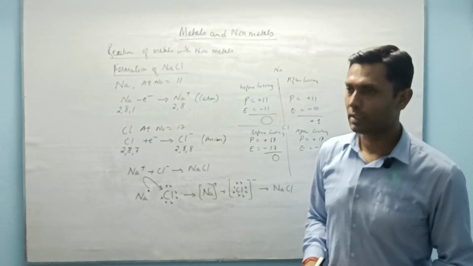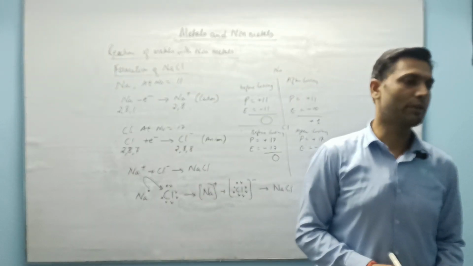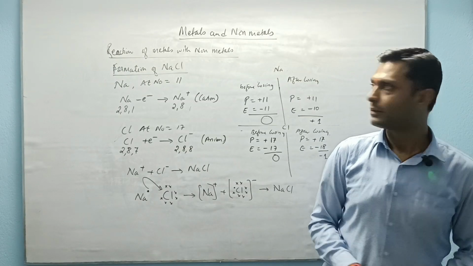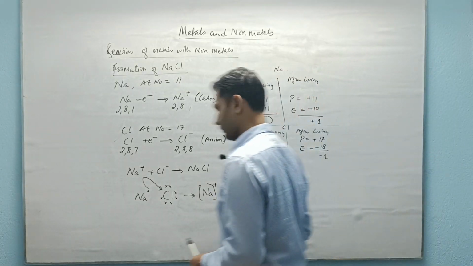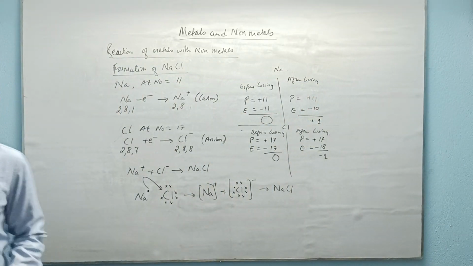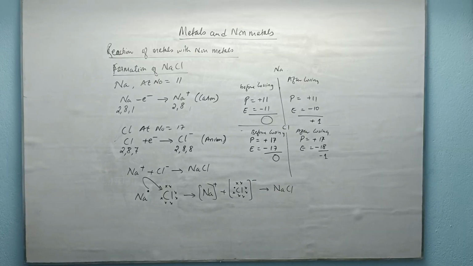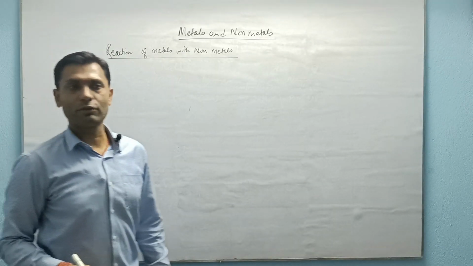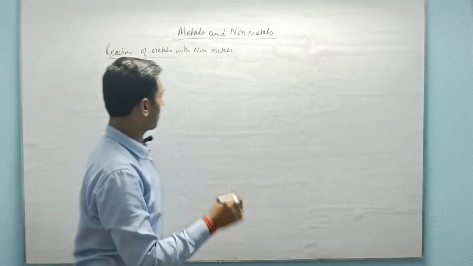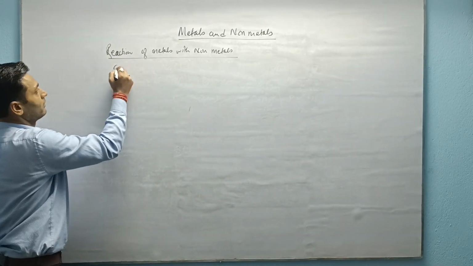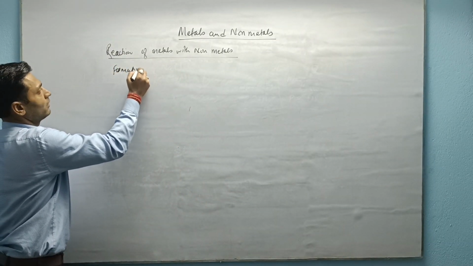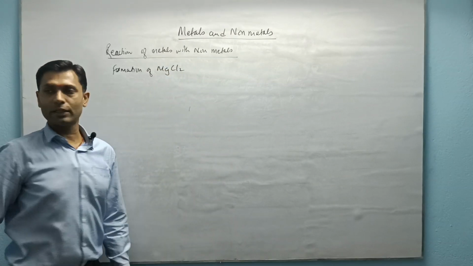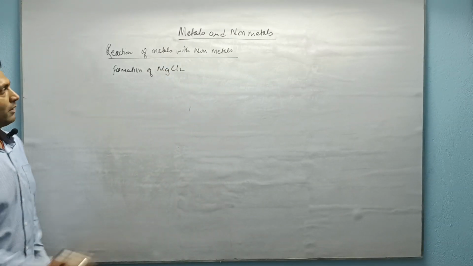The number of positive and negative charges is always equal. Clear or not clear? Yes, sir. Okay. See, the next one is what? Formation of magnesium chloride, right? Formation of MgCl2, magnesium chloride.